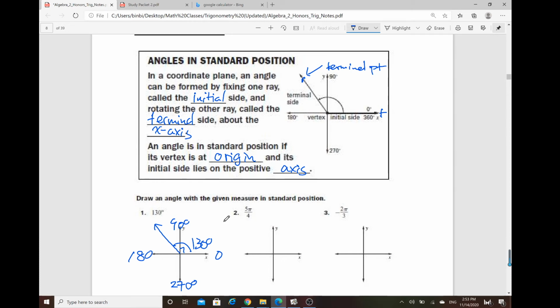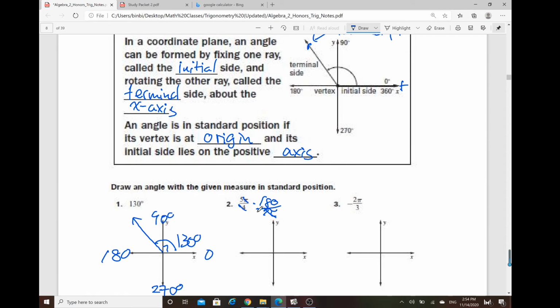If you're not quite sure what that is, since you just learned about radians, you can always convert it back to degrees. Multiply by 180 over pi, so pi and pi cancel. 4 goes into 180, 45 times, so 45 times 5. 180 plus 45 is 225. So 225 will be somewhere over here, right in between 180 and 270.